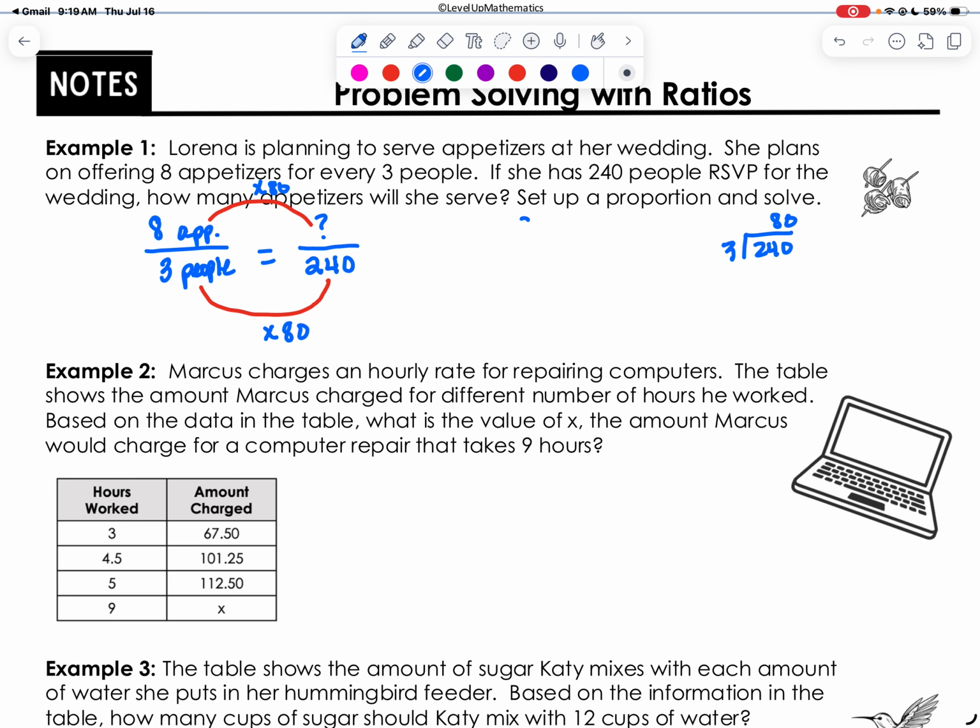So 80 times 8 would be 640. So she will need 640 appetizers.